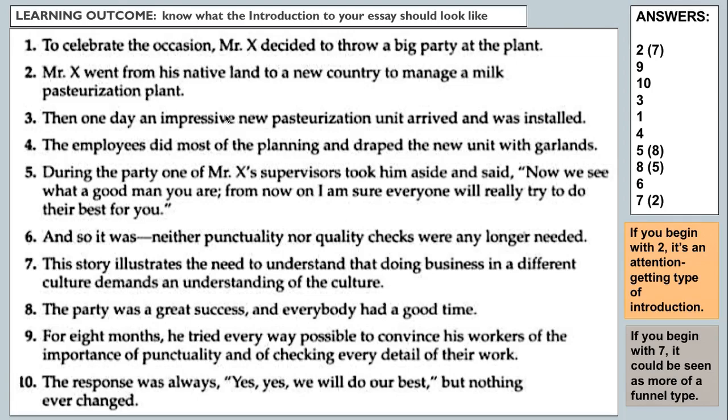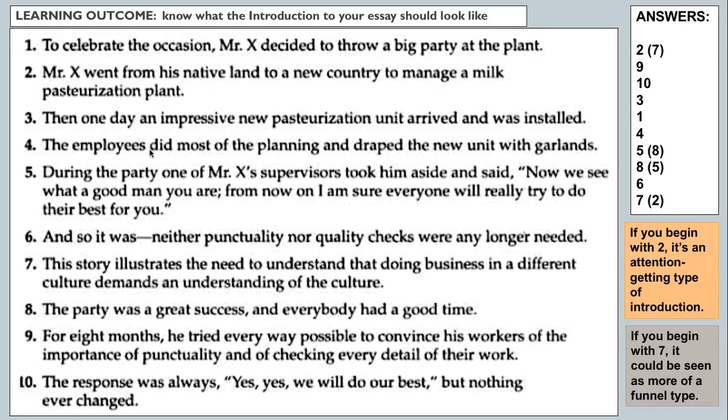Also, let's just look at some of the linking phrases for fluency and readability. So, for example, why does 3 come before 1? Then one day an impressive new unit arrived and was installed. To celebrate the occasion, what's the occasion? Well, we know that the occasion refers to this occurrence, right? So 1 needs to follow 3.